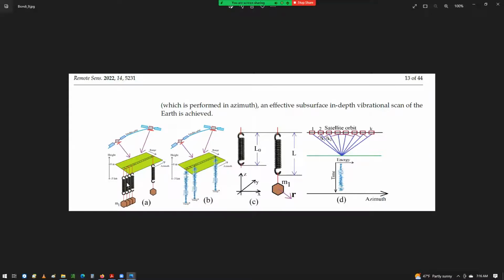Basically, they're using the analogy of a weight that's suspended by a spring, and this weight is going up and down, and that's kind of the seismic motion. And so they can detect that when they fly across with the satellite using their technology.